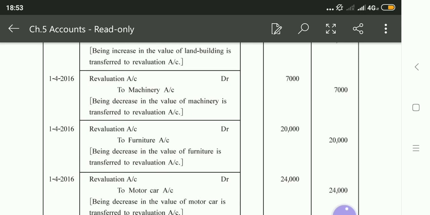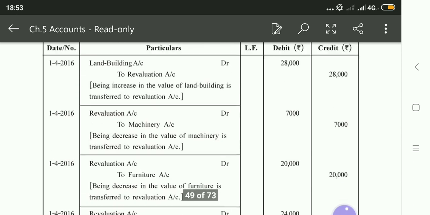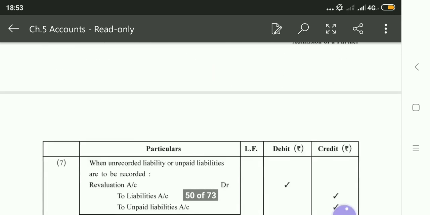Here, another point to be noted is, what is the new value of machine now? That is 70,000 minus 7,000, which is 63,000. Yes. Now moving towards third adjustment.